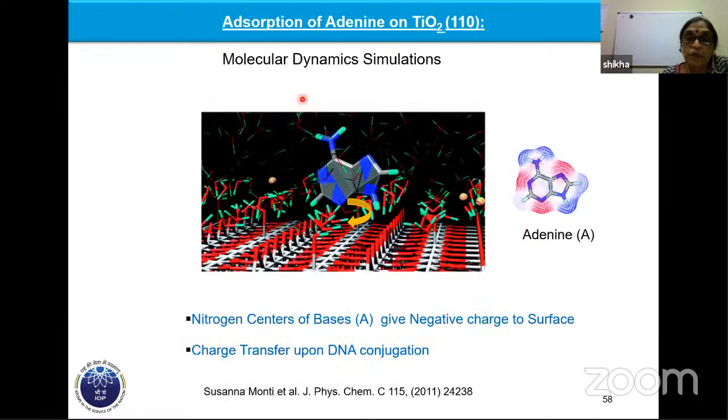And this is a molecular dynamics simulation, which has put an adenine base on the TiO2 110 surface. This has also confirmed our observation that the charge is getting transferred from this base to the TiO2 110 surface. The nitrogen centers of the base A give negative charge to the surface, and there is a charge transfer upon DNA conjugation. And this is an adenine base.